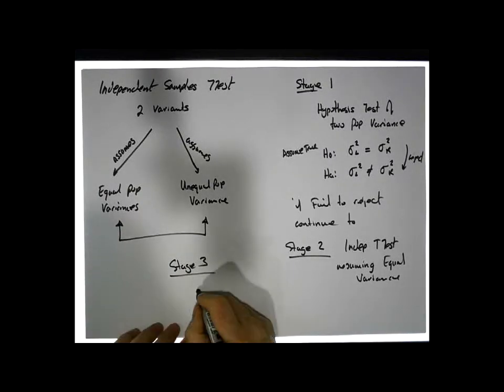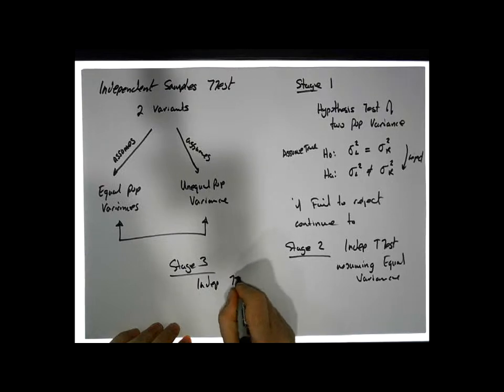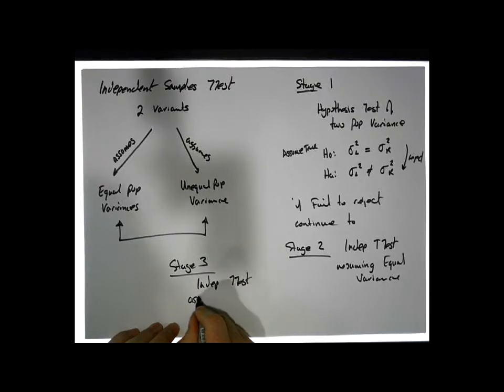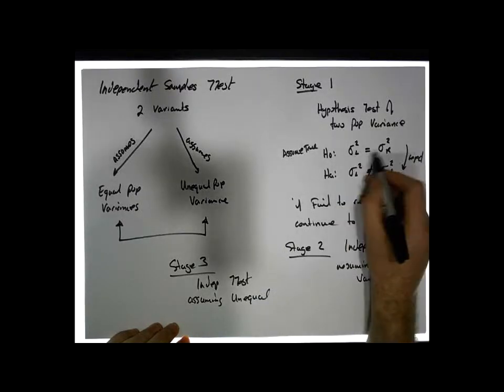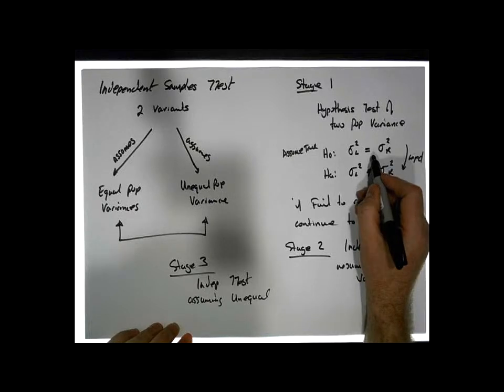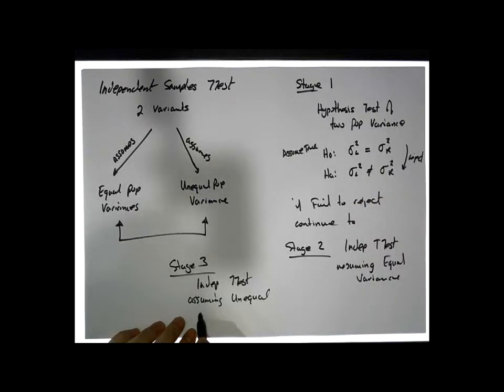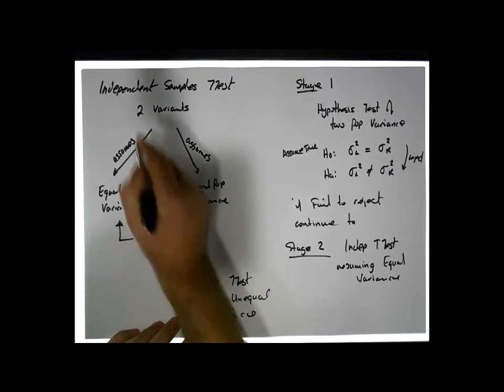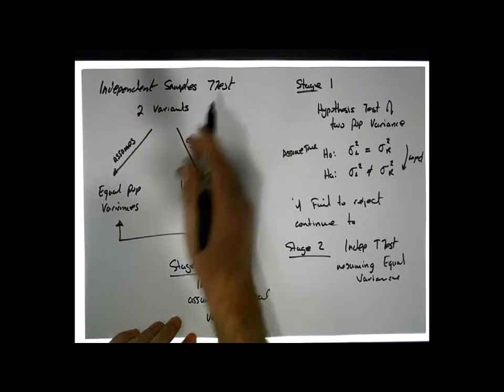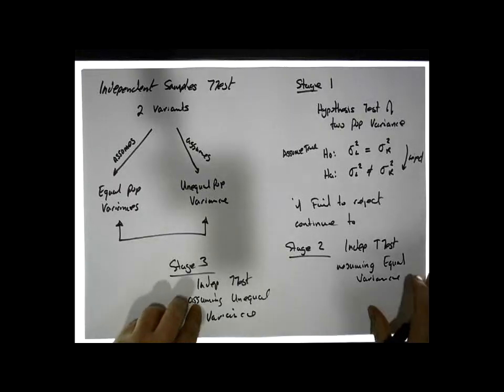which is where we'll do an independent samples t-test assuming unequal variances, because we've rejected the null, and the null is assuming them to be equal. So we'll do an independent samples t-test assuming unequal variances. Effectively, before we can even do the independent samples test, we have to do a test of the variances. So let's do that.